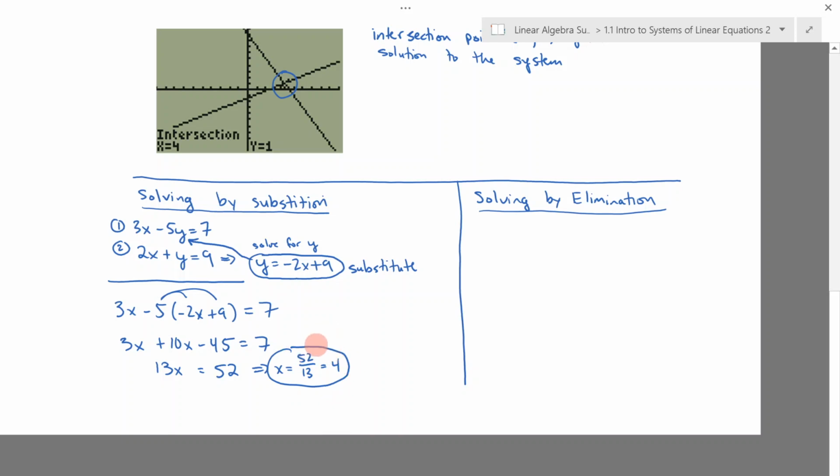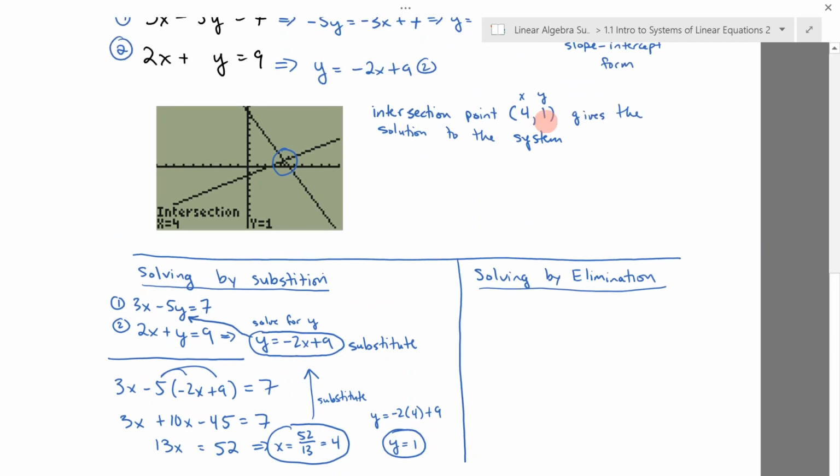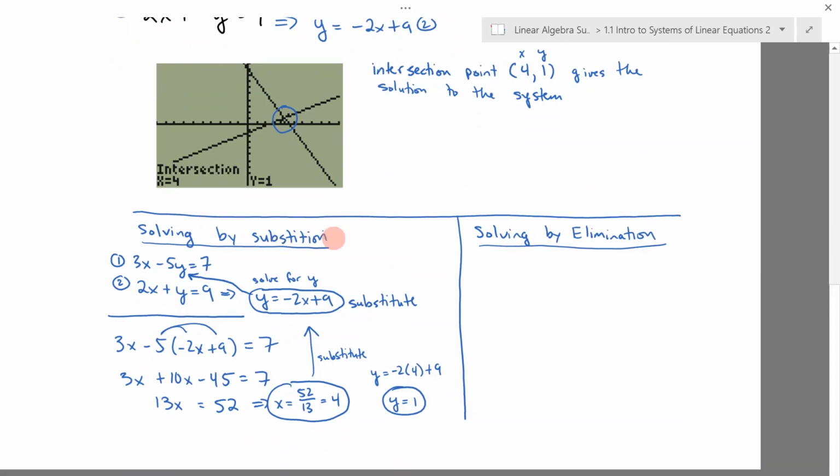And then again, now I know x, now I need to know y. So I substitute here. So what do I get? y is equal to minus 2 times 4 plus 9. So that's minus 8. Minus 8 plus 9 is 1, right? So y equals 1, which is exactly the same thing as before. x equals 4, y equals 1. I mean, it's the same system, so it should have the same solution. So here we've solved it by substitution.